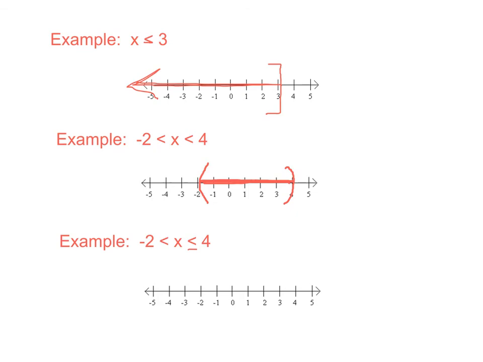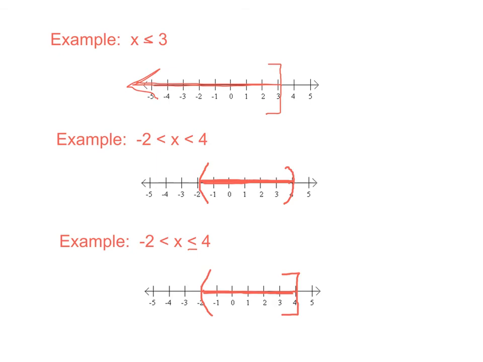First I'm going to find 4, but notice x could equal 4, so I'm going to have to put a bracket there. So at 4, there's going to go a bracket. And at minus 2, since x can't equal minus 2, it's only a parentheses. And then it's all the values in between here. So minus 2 is less than x is less than or equal to 4. We've got a parentheses at minus 2 because x cannot equal minus 2, but we've got a bracket at 4 because x could equal 4.